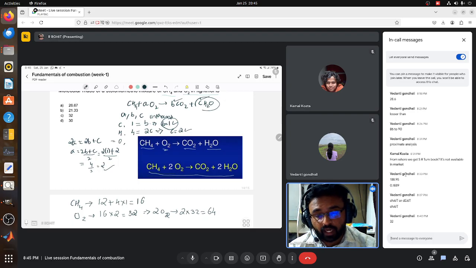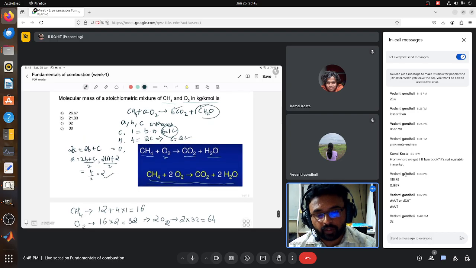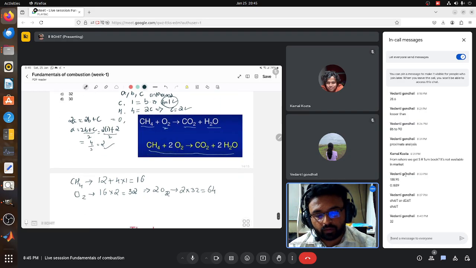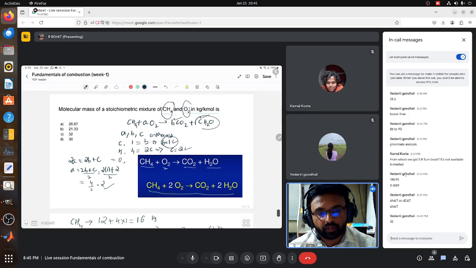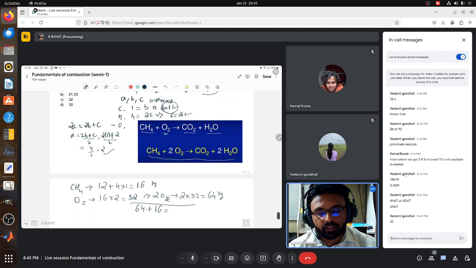Now they are asking you to find the molecular mass of the stoichiometric mixture of both methane and oxidizer. So you need to sum it up. So you have 64 plus 16. This is in kilograms, because here it is asked in kilogram. So you will have 64 plus 16, that is 80 kilograms you have.